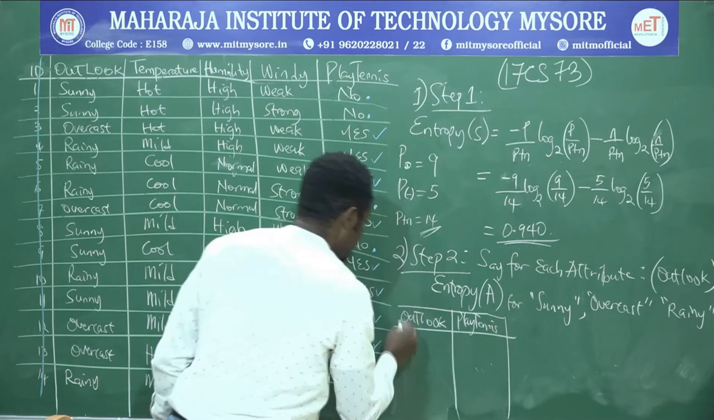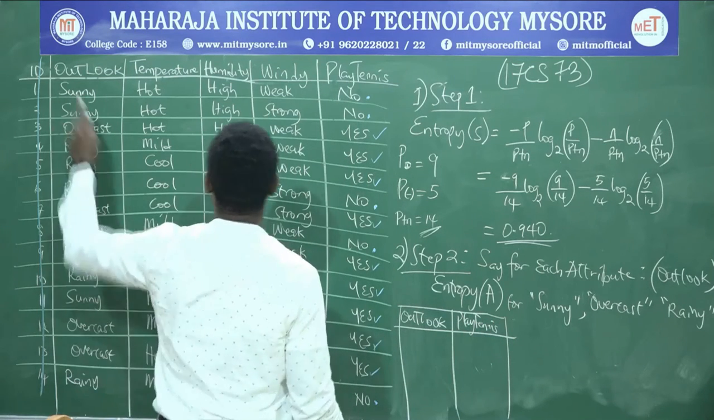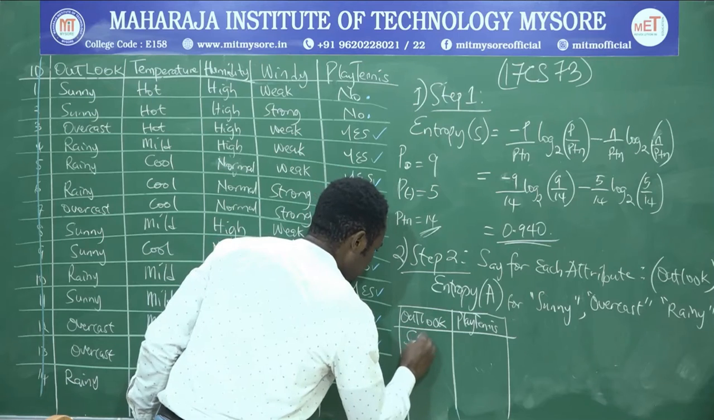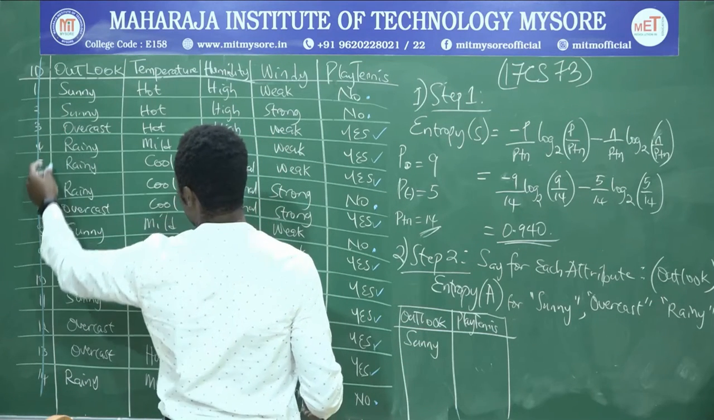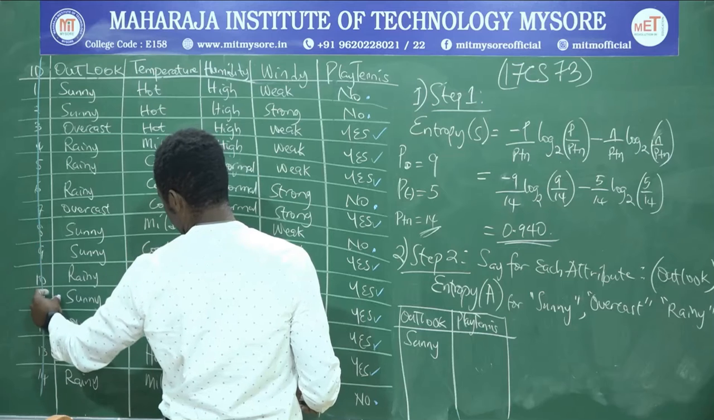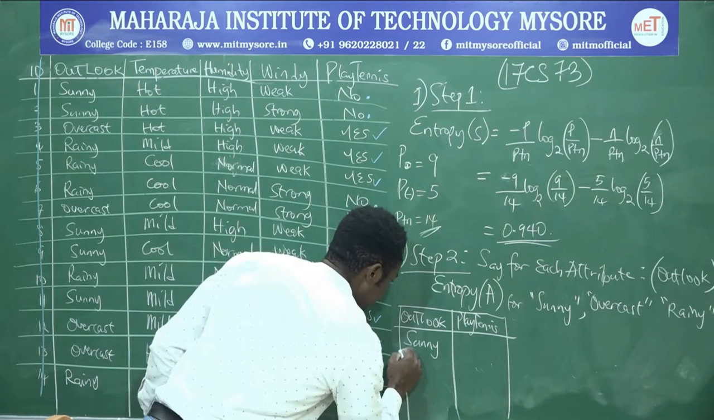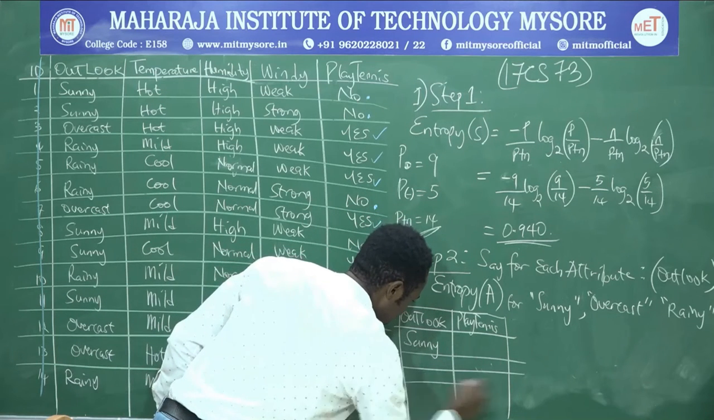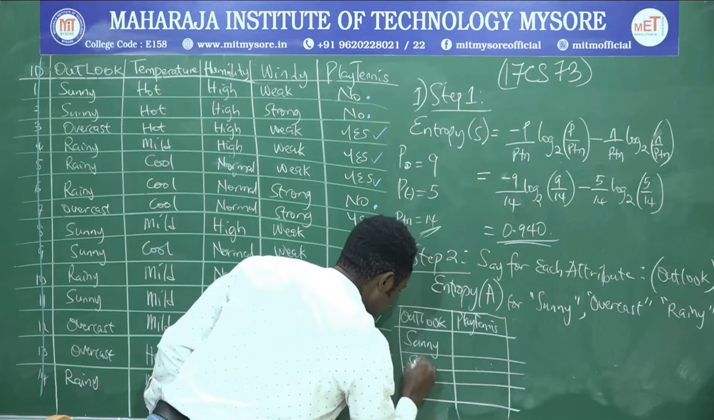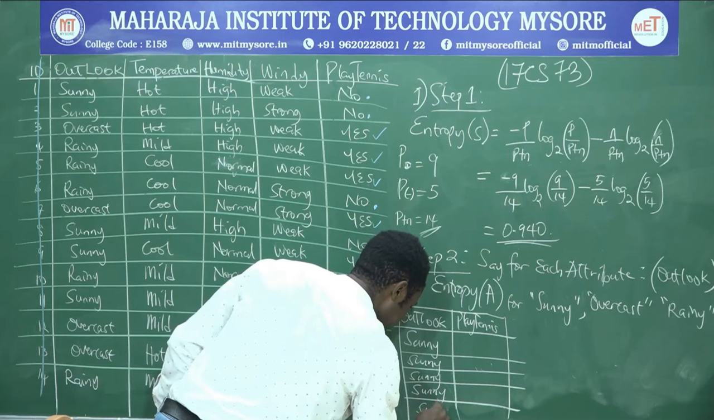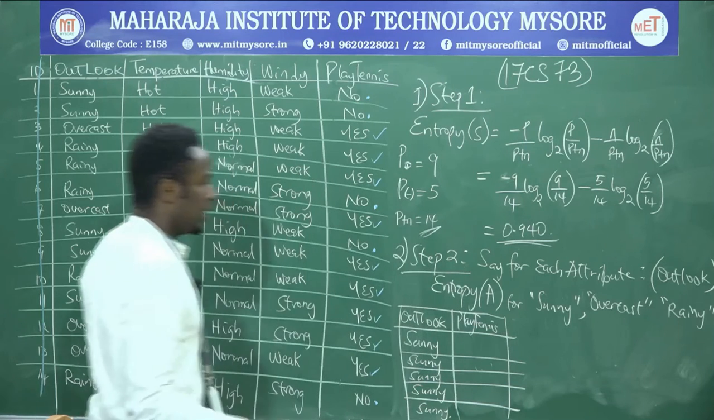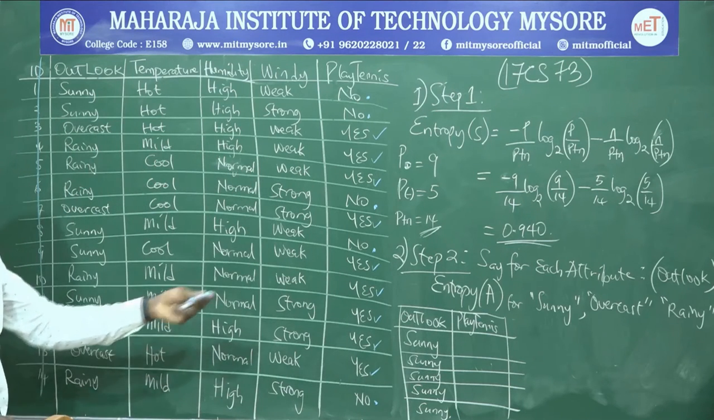For which one? Outlook, play tennis for sunny. So please tell me, sunny, how many sunnies can you get there? 1, 2, 3, 4, 5. Sunny, sunny, sunny, sunny, and sunny. Now, let's check their equivalents.